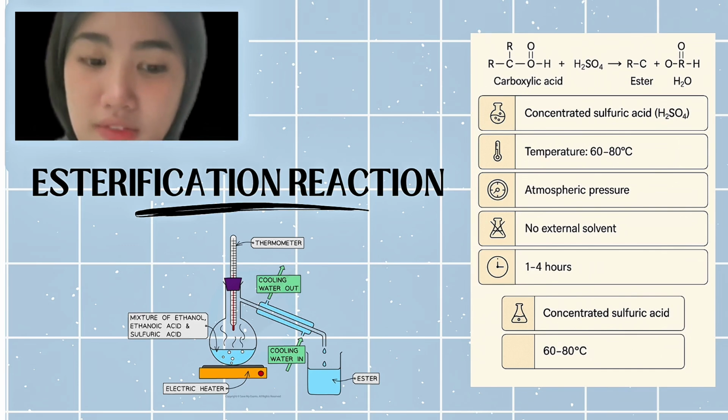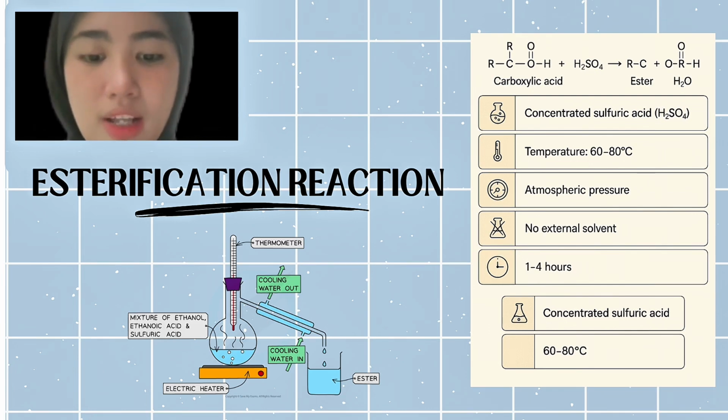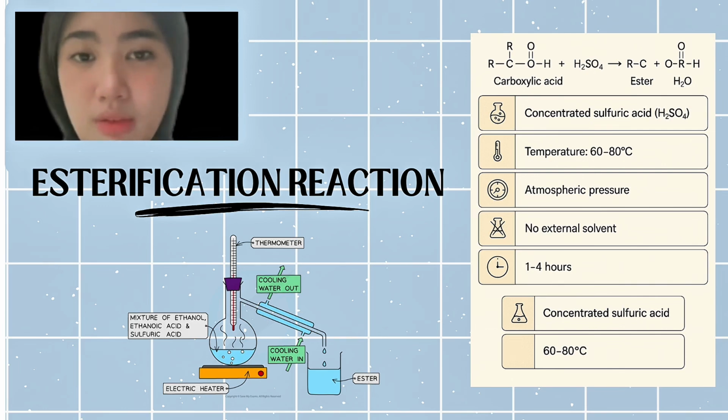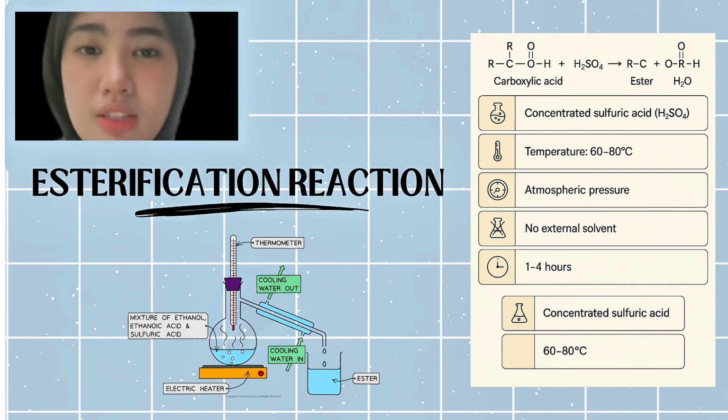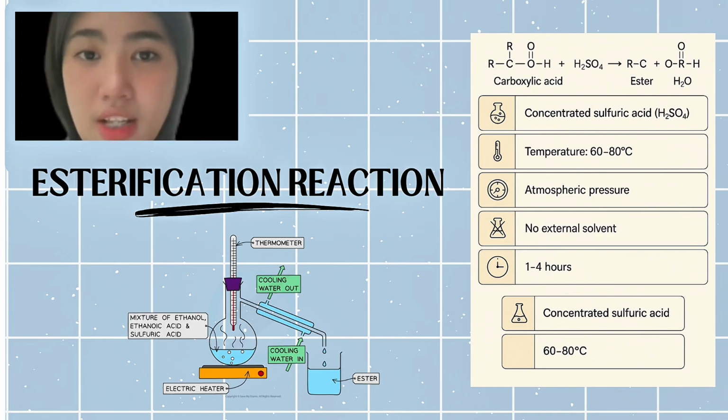As for the esterification reaction, we use a catalyst, which is H2SO4. Why do we choose H2SO4 as the catalyst? Because it is a strong acid and it can remove water to shift equilibrium, and also it can speed up the reaction. The reaction usually takes about 1 to 4 hours with a temperature of 60 up to 80 degrees Celsius at atmospheric pressure.